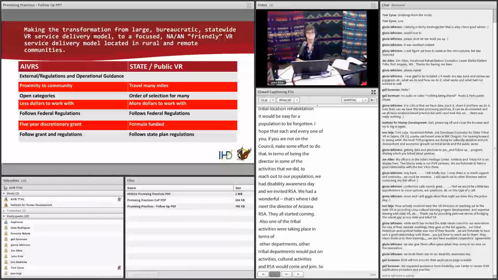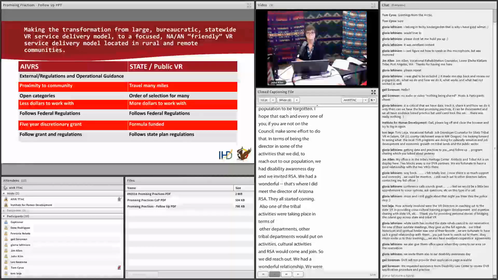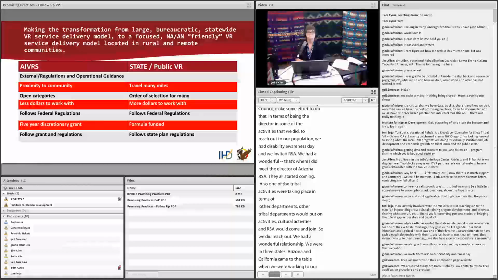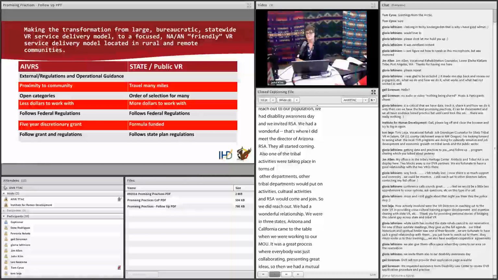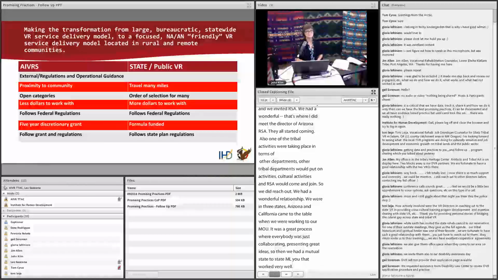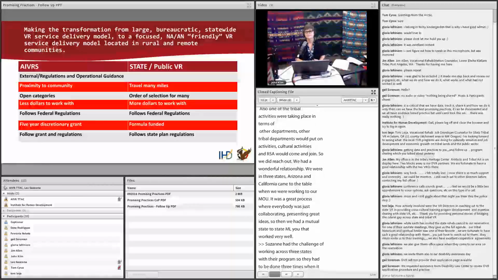We were in 3 states, and Arizona and California came to the table when we were working through our MOU. It was a great process where everybody was collaborating, presenting great ideas, and so then we had a mutual state-to-state MOU that really worked very well. Thank you. Suzanne had the challenge of working across 3 states with her program, so everything had to be done 3 times when it came to MOUs and the State Rehab Council and making relationships with a state agency. Thanks, Suzanne.